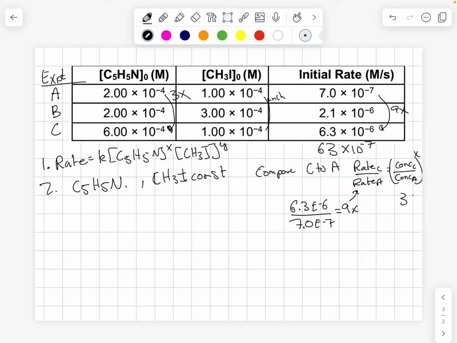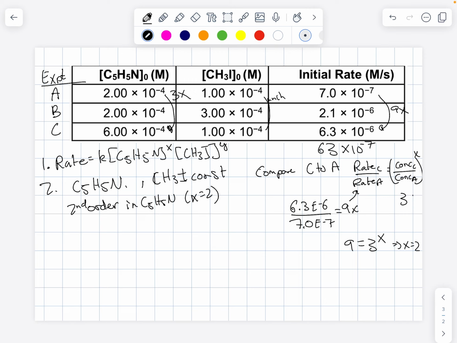And the equation here breaks down to 9 is equal to 3 to the x. Again, you don't need to write this out if you don't want to. x has to be 2. 3 squared is equal to 9. And again, we can see that we triple the concentration, the rate increases by a factor of 9, which is 3 squared. That's a second order relationship. So second order in C₅H₅N, x is equal to 2 from doing that comparison.